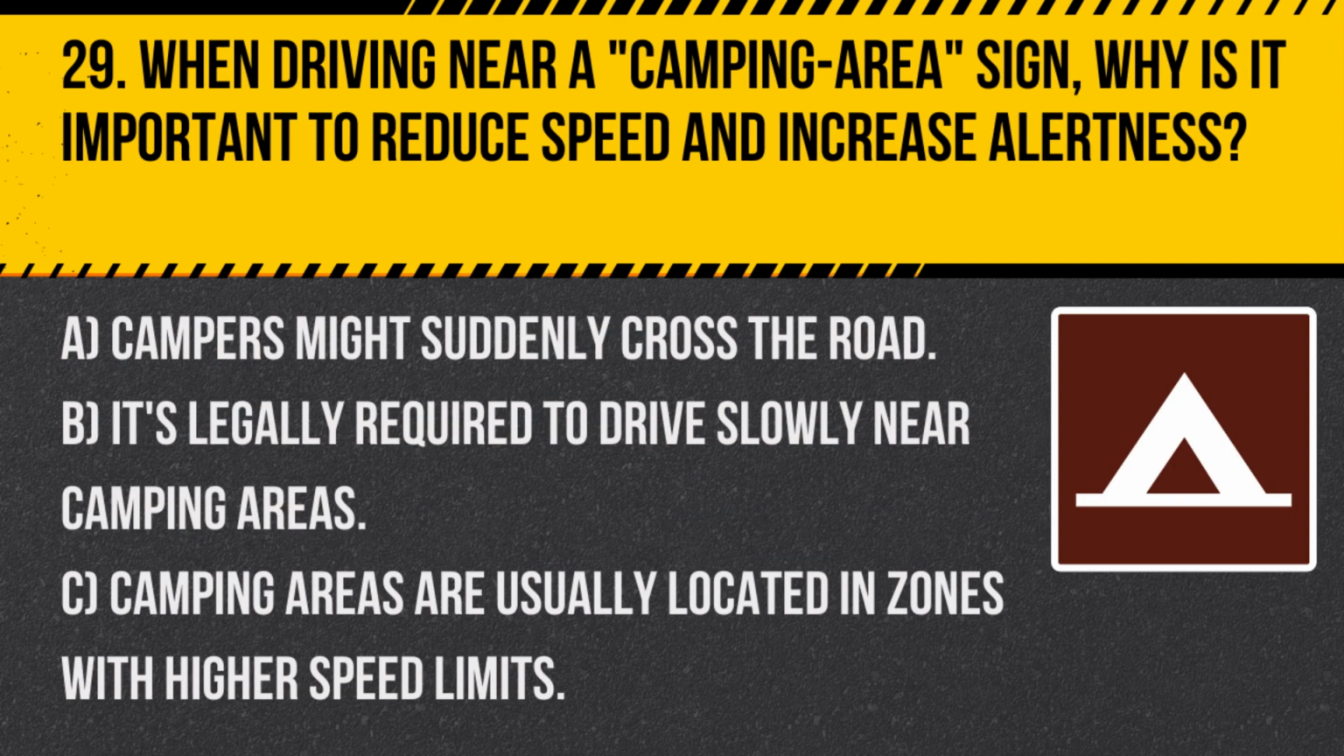Question 29. When driving near a camping area sign, why is it important to reduce speed and increase alertness? A. Campers might suddenly cross the road. B. It's legally required to drive slowly near camping areas. C. Camping areas are usually located in zones with higher speed limits.